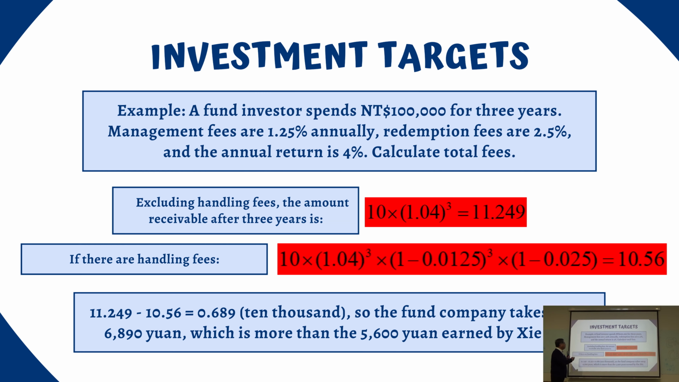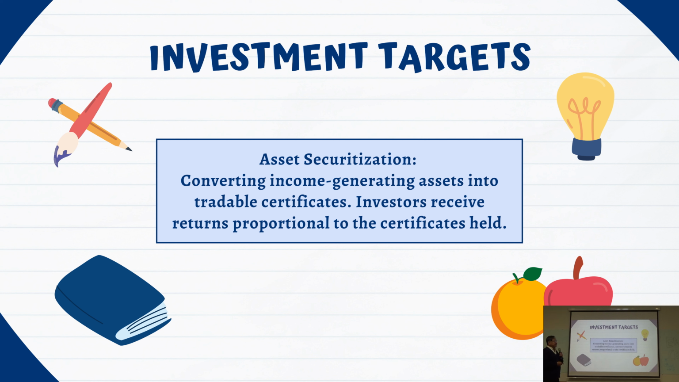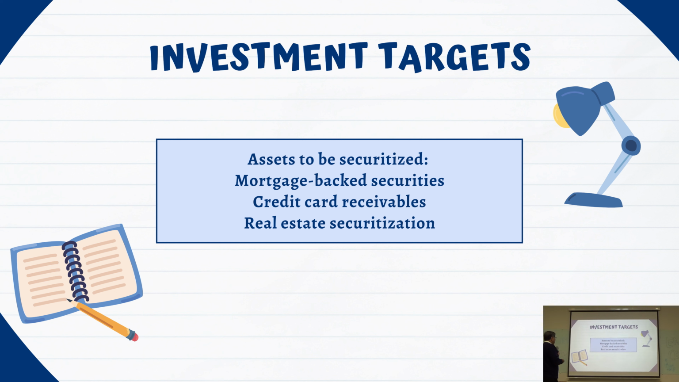And this is the way to calculate the fund cost. That's the formula. You can see the formula here. You can calculate all the costs, handling fees, and those kinds of fund expenses. And also sometimes they will do asset securitization. Asset securitization means the company is able to securitize some equipment or buildings and allow many investors to participate. Like mortgage-backed securities for housing, credit card receivables can be securitized, and real assets can be securitized.